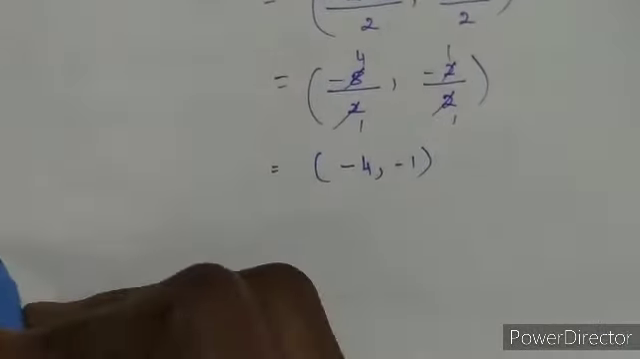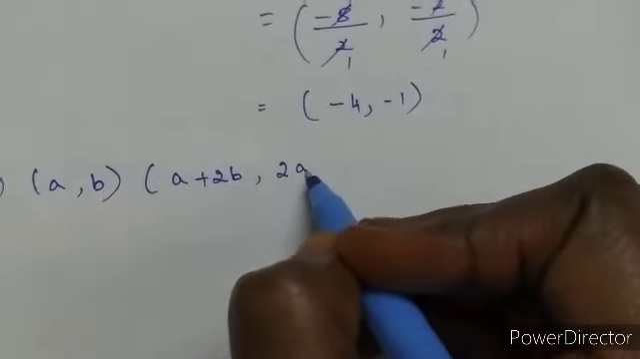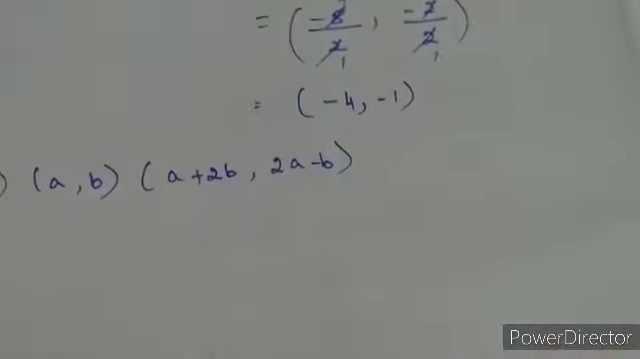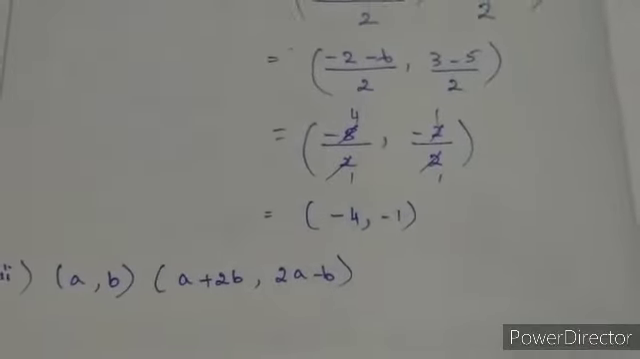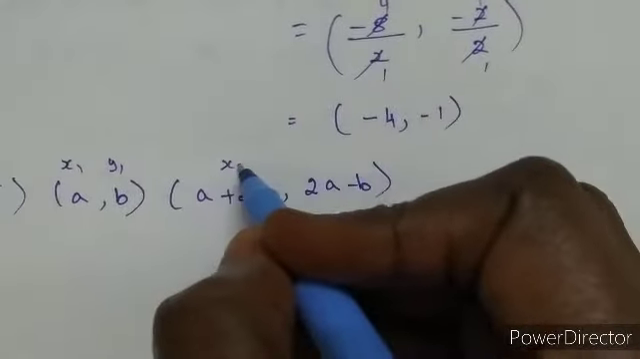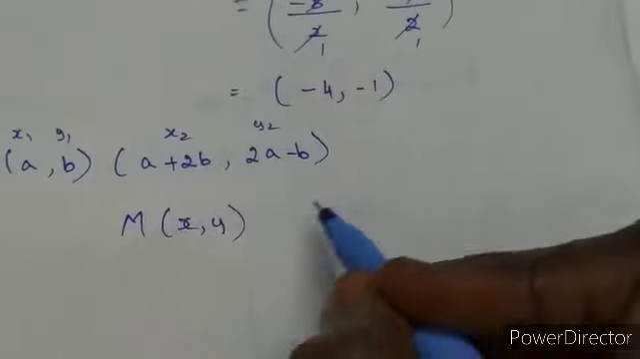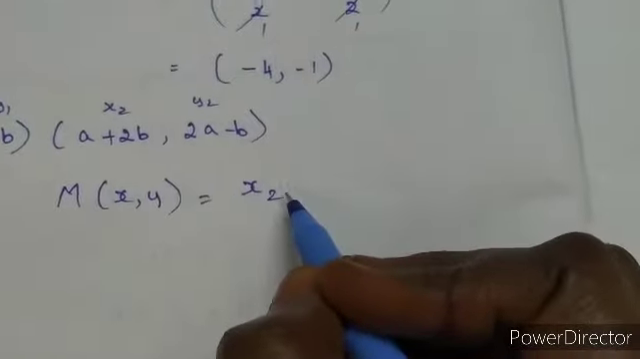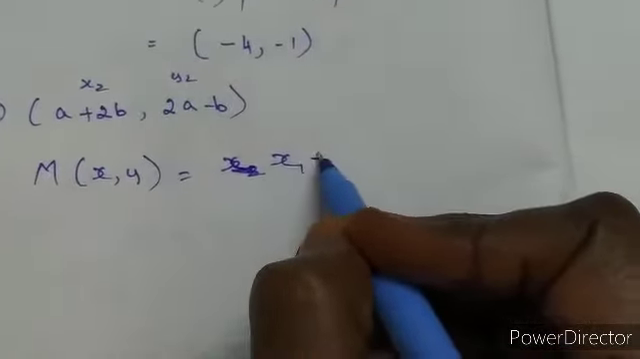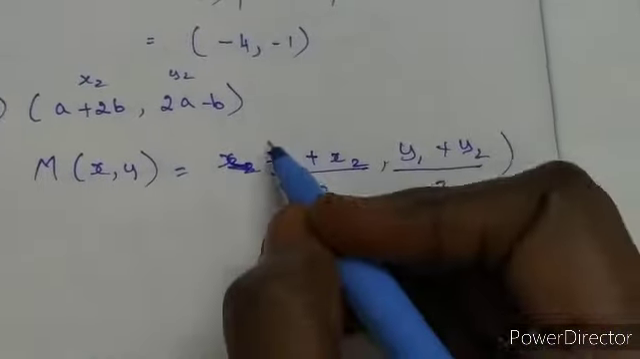Let's try one more sum in the same question. Subdivision 3, which is given as (a, b) and (a plus 2b, 2a minus b). Whatever it may be, you just substitute the values in the given formula. So this is x1, y1, this is x2, y2. What is the midpoint formula? (x, y) equals x1 plus x2 divided by 2, y1 plus y2 divided by 2.